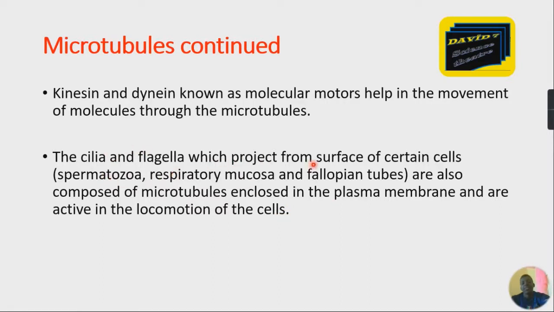And flagella are also composed of microtubules, which are enclosed in the plasma membrane and are active in the locomotion of the cells. We said the microtubules lack a limiting membrane. So now here they are enclosed to form cilia and flagella. I was saying that cilia are very important in respiratory mucosa.